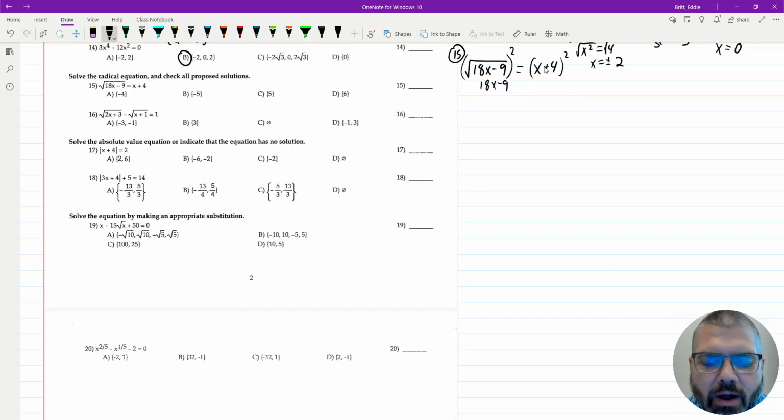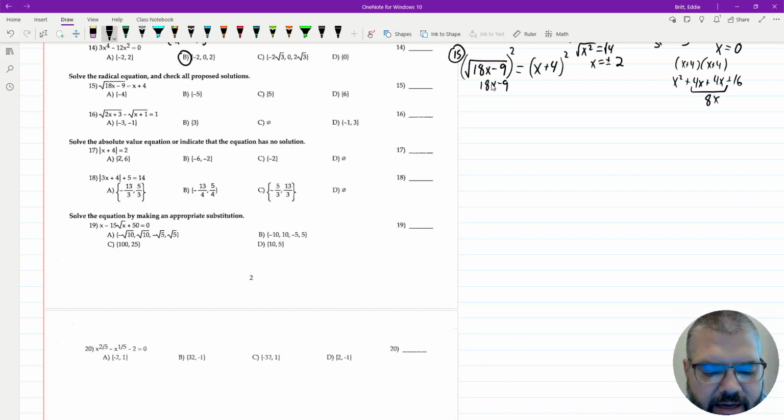But when I square the right side, don't just square the x and square the 4. I have so many students that do that. x plus 4 squared means x plus 4 times x plus 4. So you have to foil that out. If you just square the first term and the last term, you're just going to have x squared plus 16. Well, that's not what that's equal to. You foil that out, you get x squared plus 4x plus 4x plus 16. So you have the x terms in the middle that you have to put together, and that's 8x.